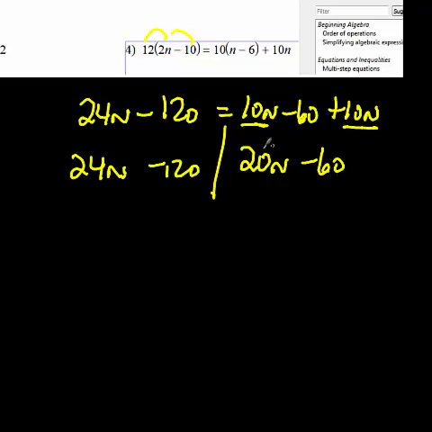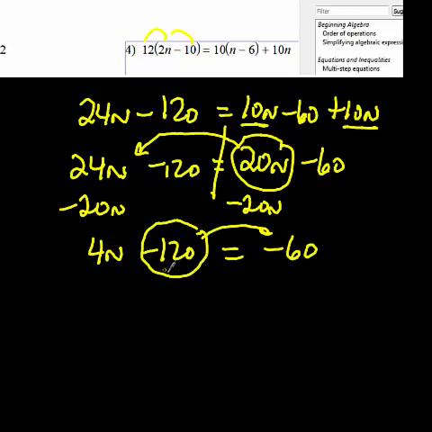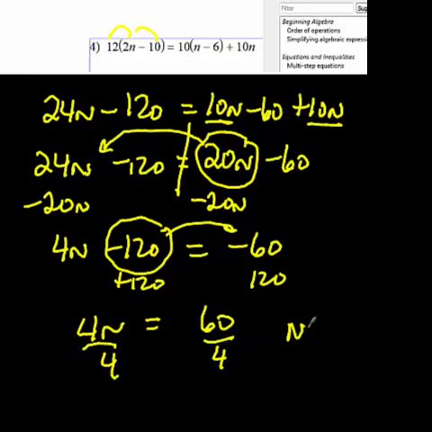I can then go ahead and move my n's together. So I want to move that n over there with that one, by subtracting 20n from both sides, so that would give me 4n minus 120 equals -60. And then let's get our numbers together. So let's move the 120 over there by adding 120. And so I get 4n equals 60. Divide by 4, and n equals 15. And there we go. There's our answer for 4.